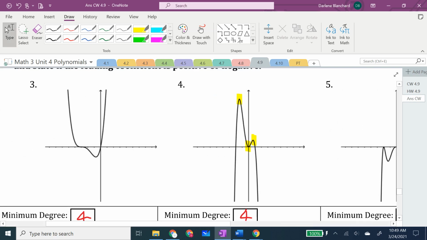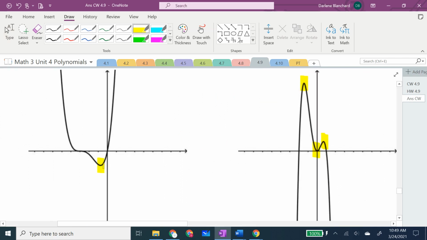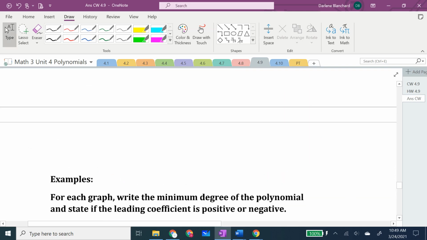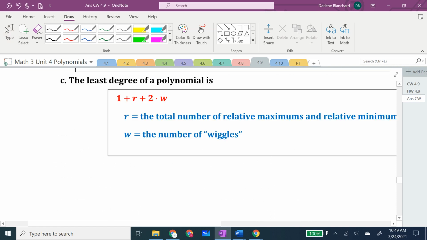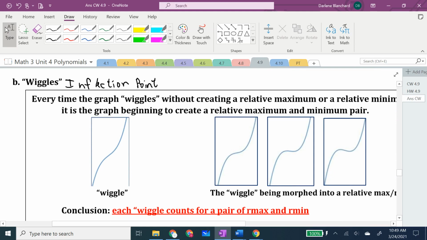But when I go to look at number 3, do you see that I've got this relative minimum, but over here, I just have this inflection point? What you want to know is an inflection point that doesn't form a relative minimum or maximum, which is actually kind of why I add the word wiggle in there, because it's wiggling without creating the maximum or minimum.